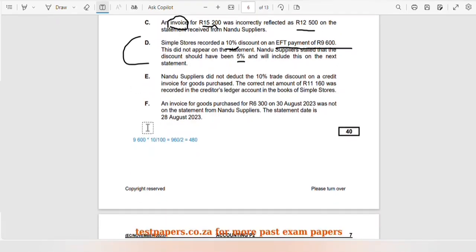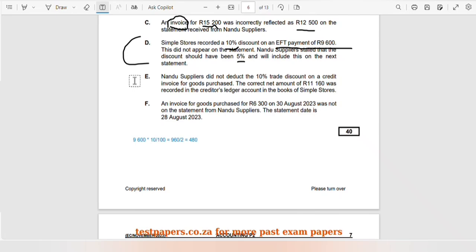So now we go to transaction number E. Transaction number E says that Nando suppliers did not deduct the 10% trade discount on a credit invoice for goods purchased. The correct net amount of 11,160 was recorded in the ledger account in the books of Simple Stores.